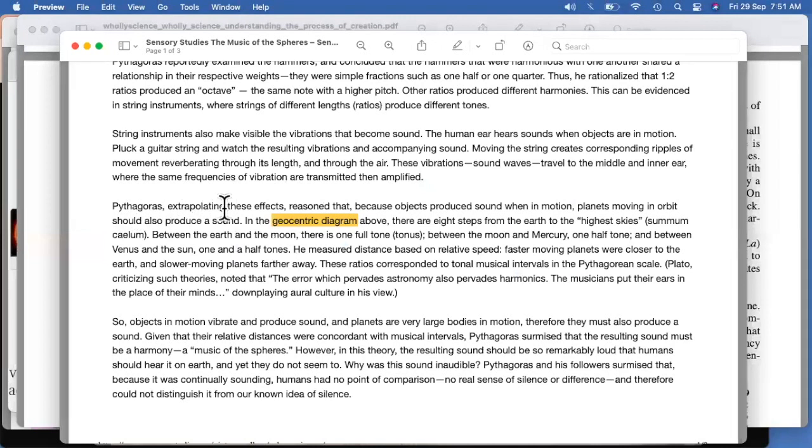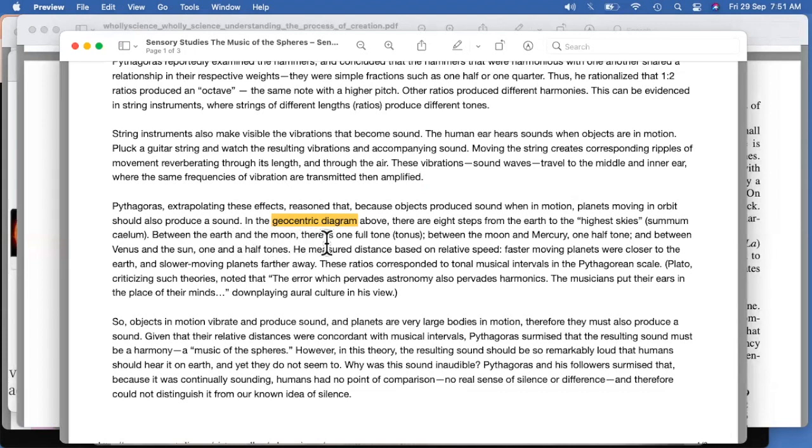Pythagoras, extrapolating this effect, reasoned that because objects produce sound when in motion, planets moving in orbit should also produce a sound. Now, this was the fundamental theory that Pythagoras adopted. In the geocentric diagram above, there are 8 steps from the Earth to the highest skies.